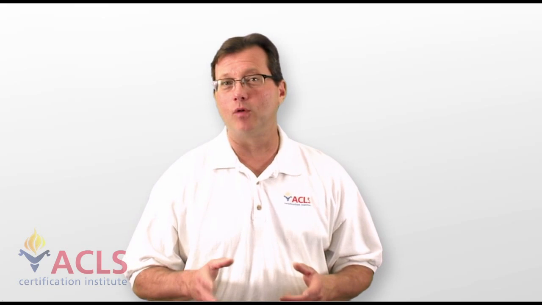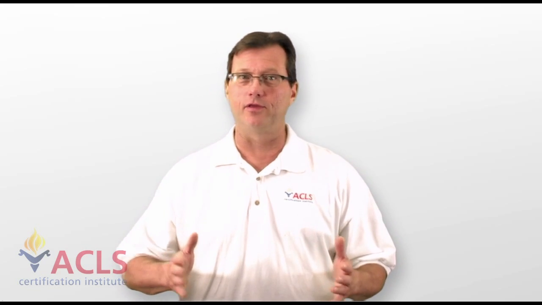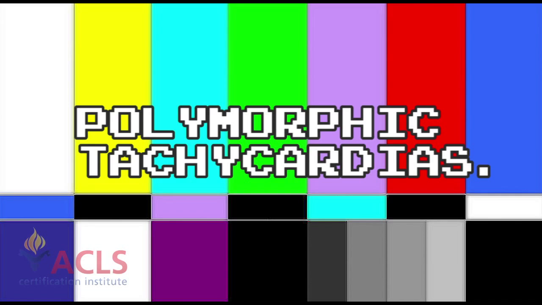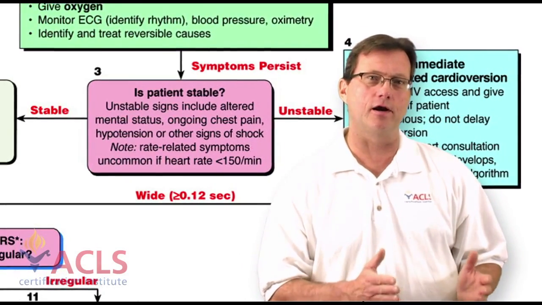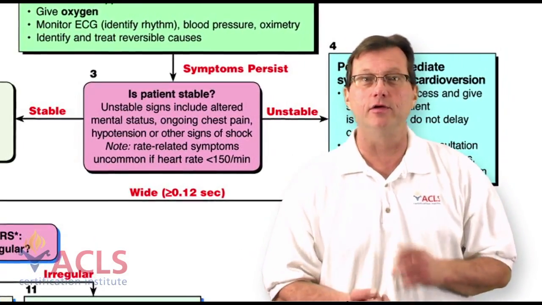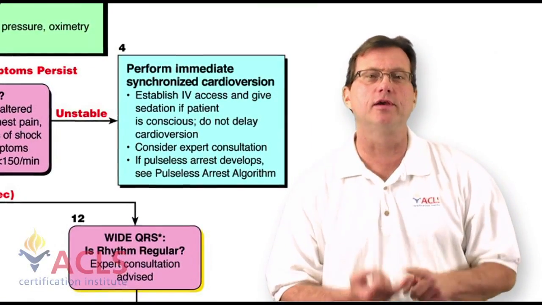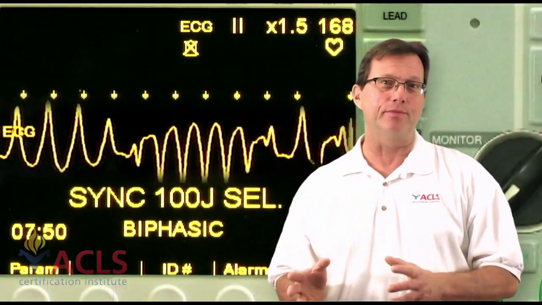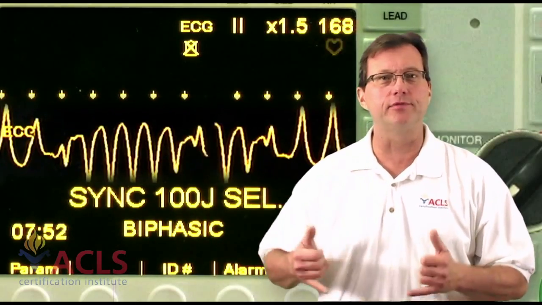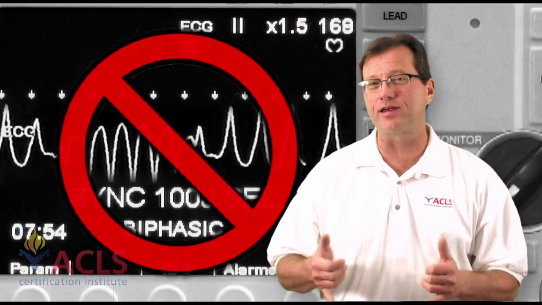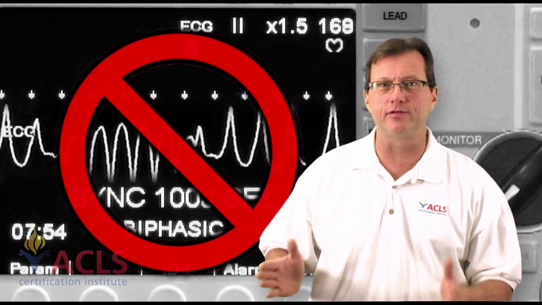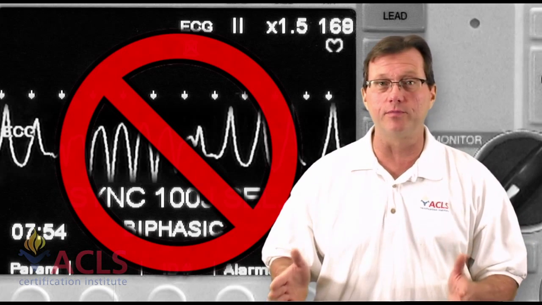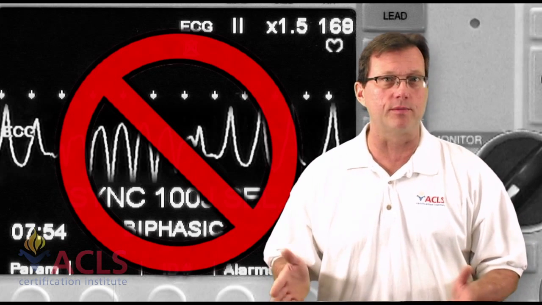So let's take a look at polymorphic wide complex tachycardias because they're different than monomorphic wide complex tachycardias. Remember, with regular monomorphic tachycardias, wide or narrow, if they're symptomatic, showing signs of shock, we cardiovert them, synchronized cardioversion. Wide complex polymorphic tachycardias, we have to defibrillate them. Usually because it won't sync up with that wide, bizarre, polymorphic rhythm, the machine may not sync up to that. And we don't want to delay defibrillation or providing electrical therapy to an unstable patient.